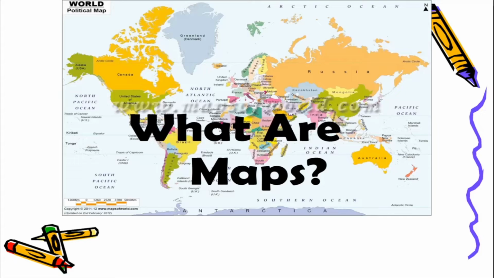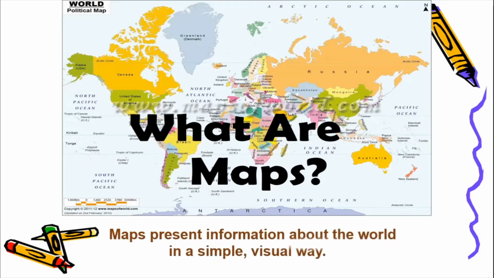This map shows you where the countries are. This map shows you where there are oceans. Okay, so from this map you can get a lot of information. So in case I want to describe a map, or I want to explain the meaning of a map, in very simple terms, I can say that maps present information about the world in a simple and visual way.